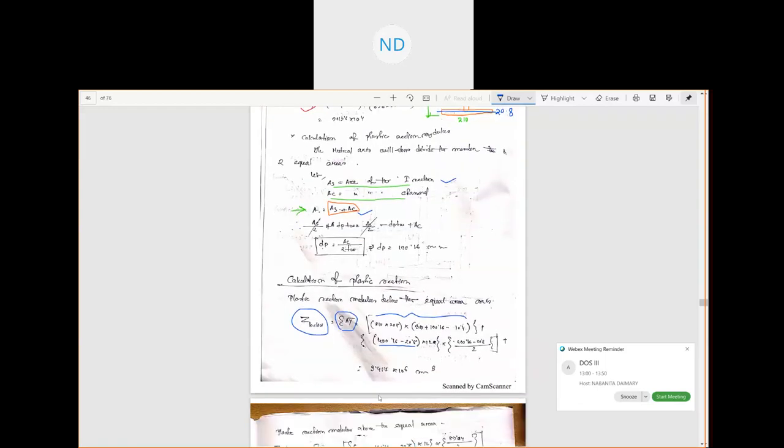So we have got our ZP1 in this way, which is the plastic section modulus below the equal area ratio.